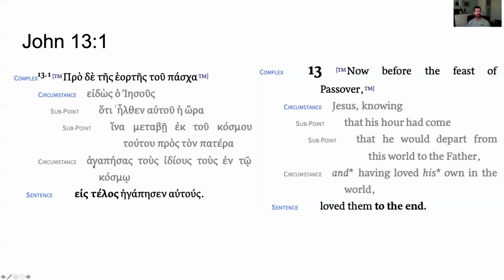Now note that agapesas is the same lemma, agapao, as we have here in the main clause, egapesen. I chose this on purpose because sometimes, as you're thinking about information structure and this definition of focus as the difference between what's pragmatically presupposed and what's newly asserted, someone could look at this and say, well, gosh, John isn't asserting anything new because we already knew that Jesus loved his own, and that's what he's saying again. So the question is, why would he do this?